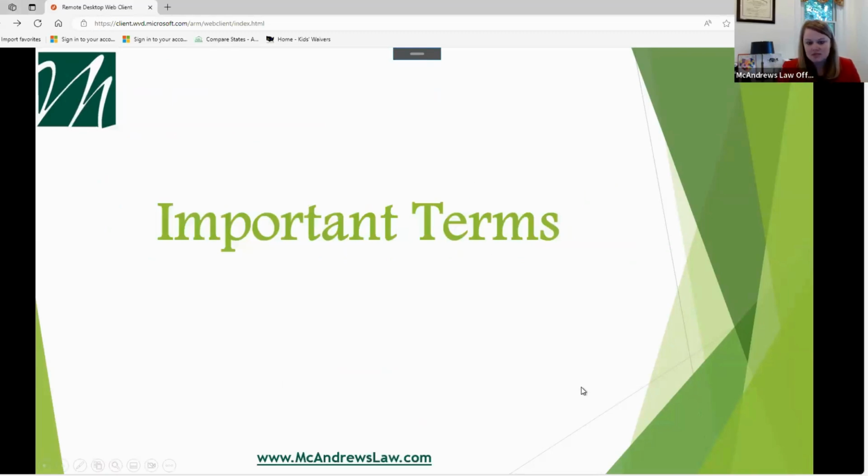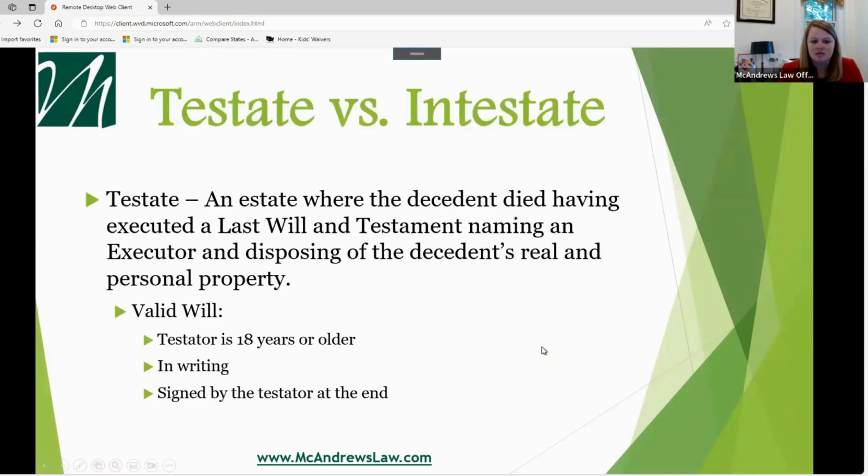We're going to start with some important terms. So what are some important terms when we are talking about estate administration? Two words that you'll hear often are testate versus intestate. A testate estate administration is when someone died with a will. An intestate administration would be when someone dies without a will.